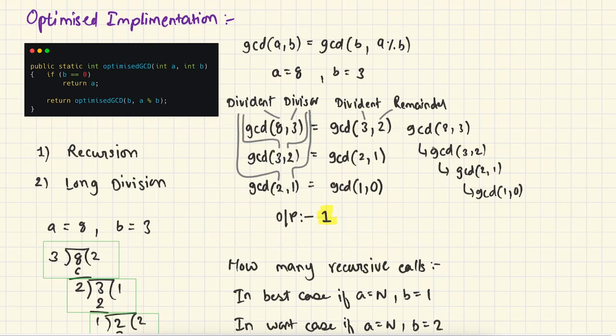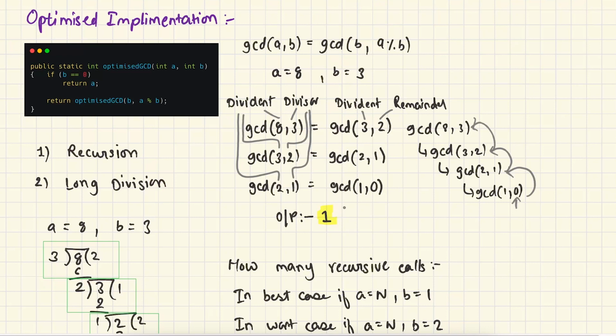The GCD of 8 and 3 makes a recursive call to GCD of 3 and 8 modulus 3, that is 2. The GCD of 3 and 2 makes a recursive call to GCD of 2 and 3 modulus 2, that is 1. And GCD of 2 and 1 makes a recursive call to GCD of 1 and 2 modulus 1, and that is 0. So this is where our b becomes 0, and we simply return control back to the parent call. The parent of this is this, and the parent of this is this. So this is how the control goes back to the parent, and we get our answer, that is 1.